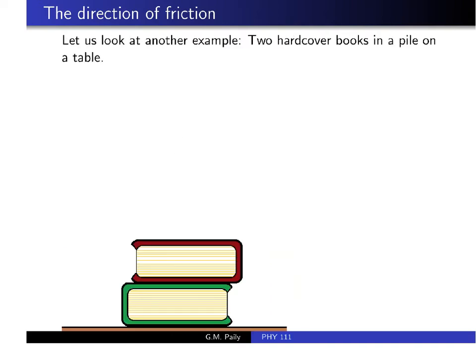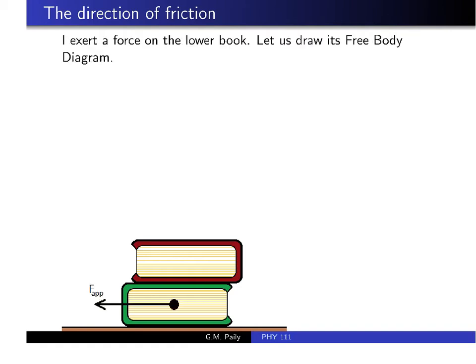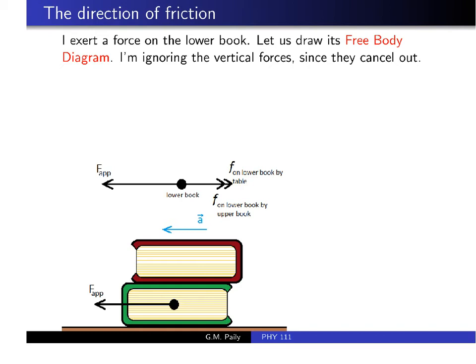So let us look at another example. Here we have two books, one on top of another, in a pile on a table. I apply a force on the lower book. Let me draw its free body diagram. I'm going to ignore the vertical forces since they cancel out, and I'm just going to focus on the horizontal forces.